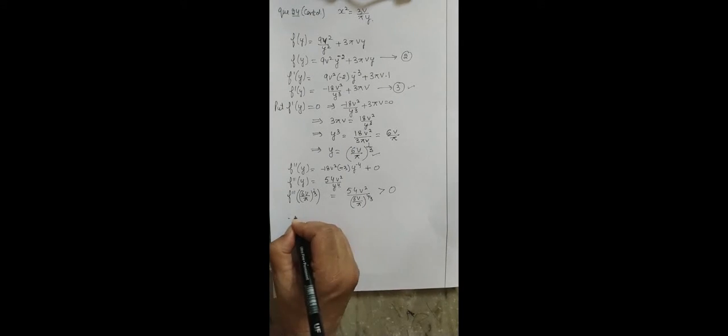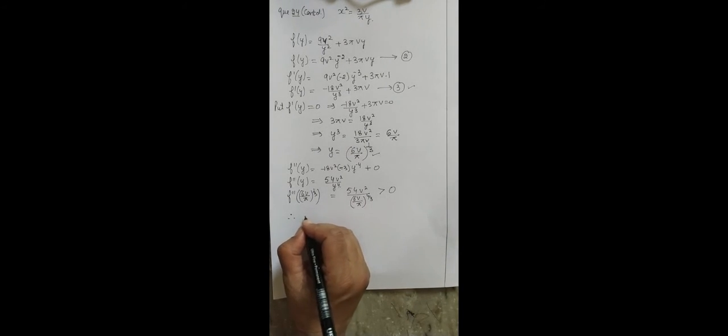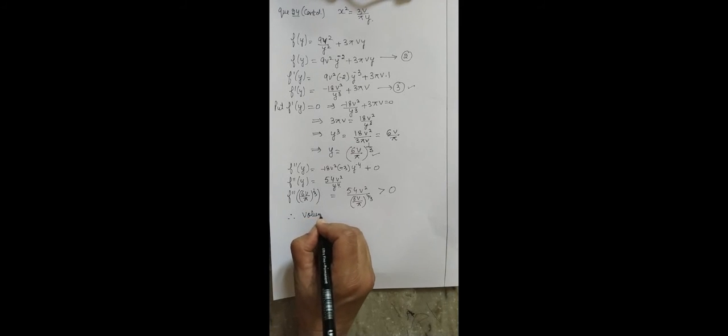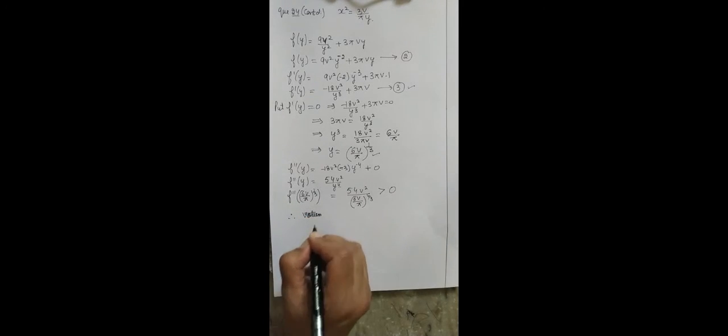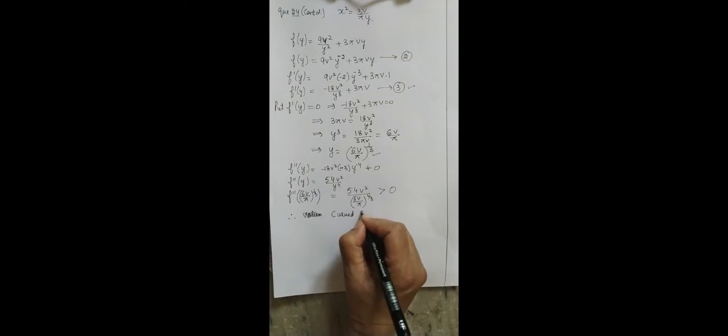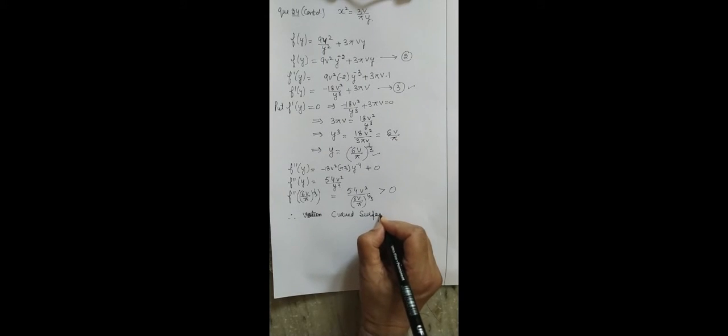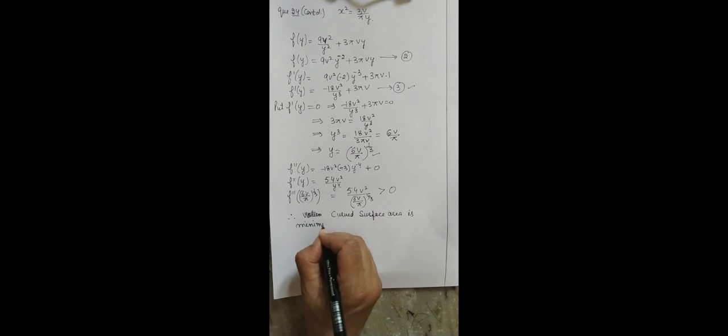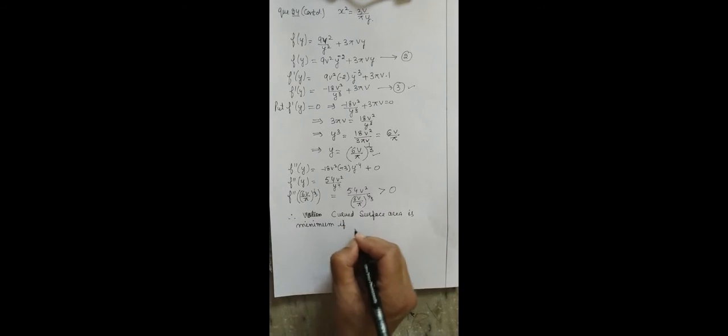So therefore this means volume, no beta, it is not volume, it was the curved surface area. So curved surface area is minimum. Curved surface area is minimum if y is equal to 6v upon pi raised to the power 1 by 3.